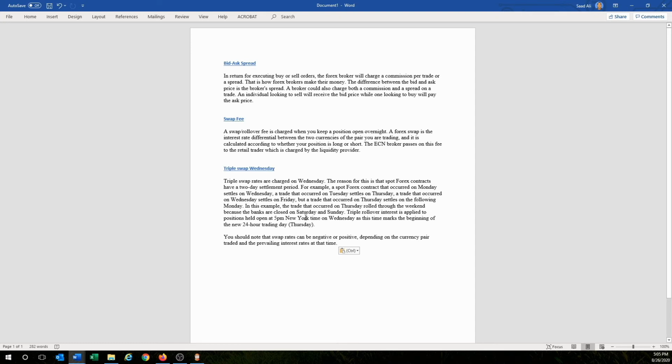Because the banks are closed on Saturday and Sunday, triple rollover interest is applied to the position held open at 5 p.m. New York time on Wednesday, as this marks the beginning of a new 24-hour day, Thursday. So this means when you close your trade, it actually, in the back end that we don't see because we get our profits or losses right away, it actually takes 2 days to close your trade in the books, in the banks, and whatever happens in the back end.